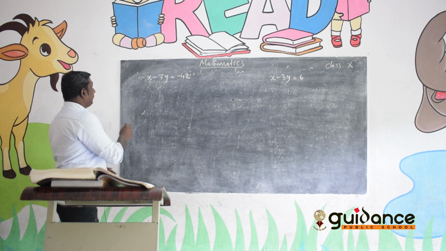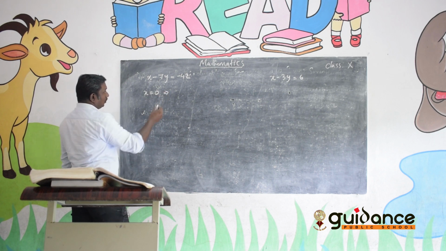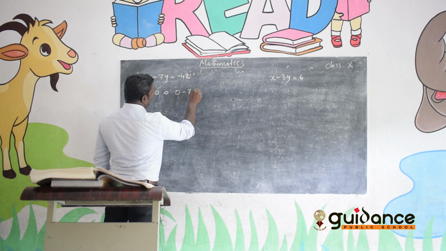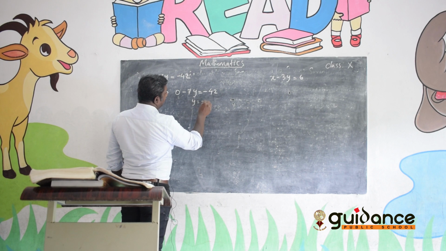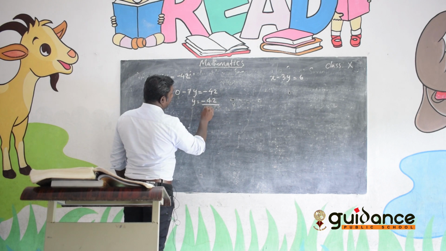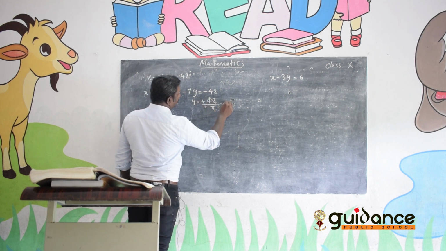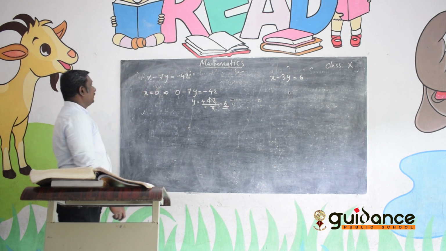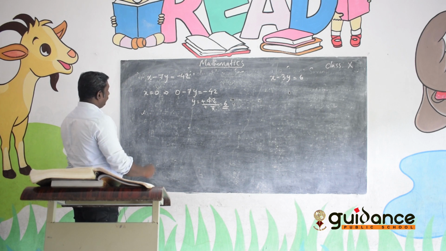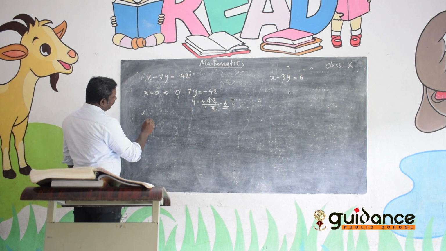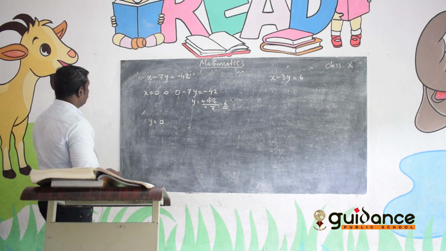Then we can apply x equal to 0, which implies 0 minus 7y equals minus 42. Then y equals minus 42 by minus 7. Then minus and minus cancel, 6 and 42 cancel, so y equals 6. Then next, here we can substitute y equal to 0.